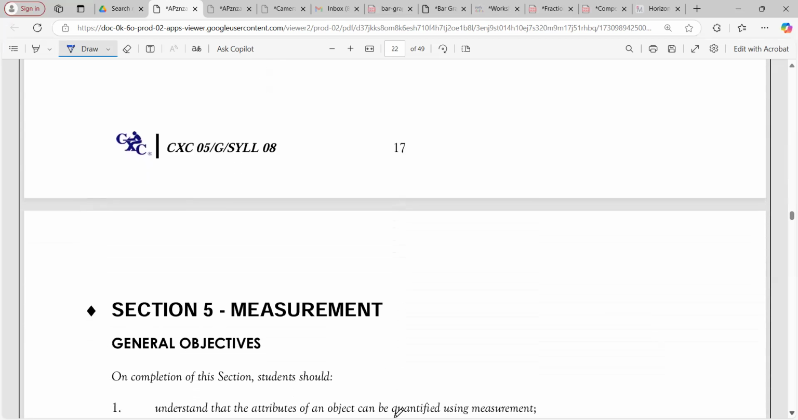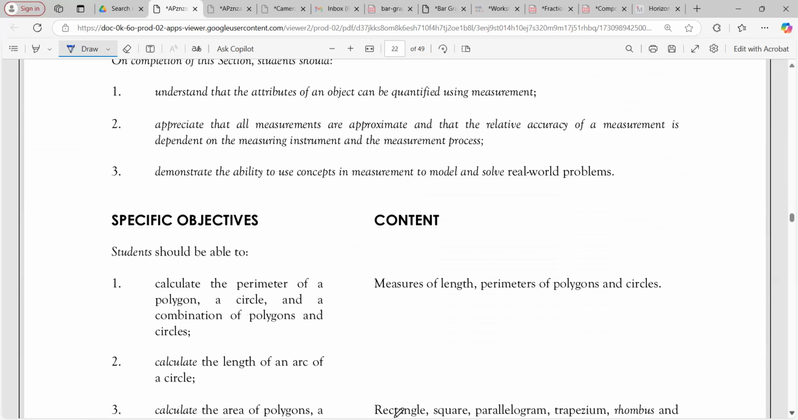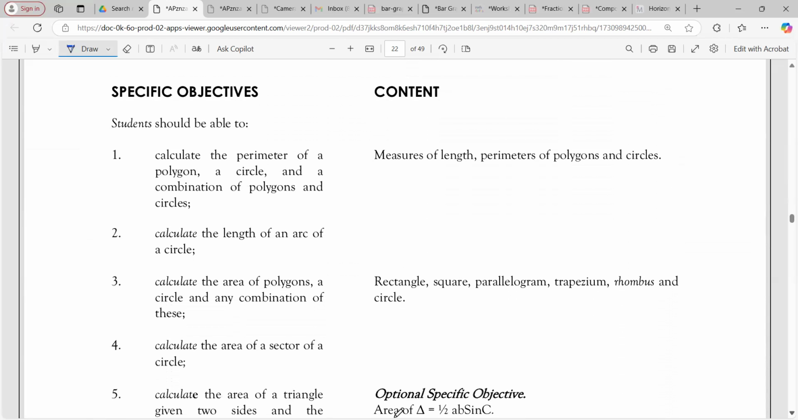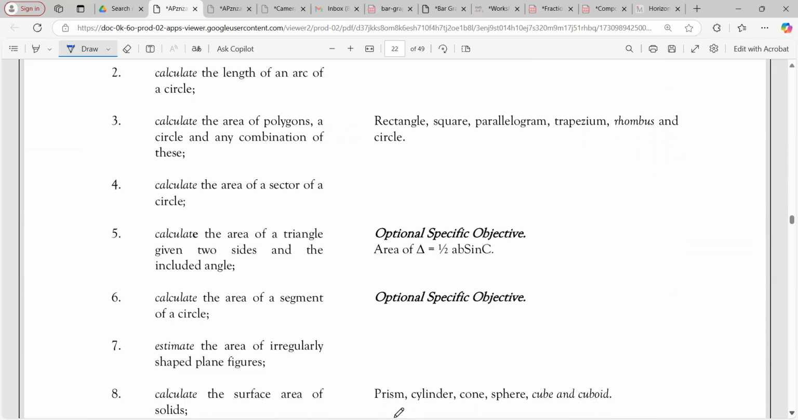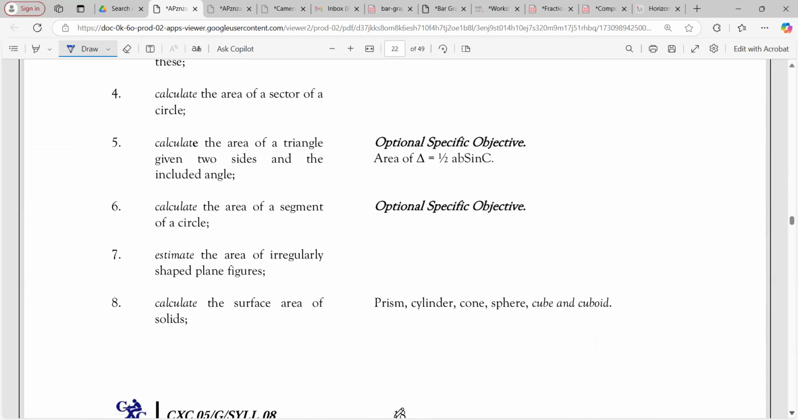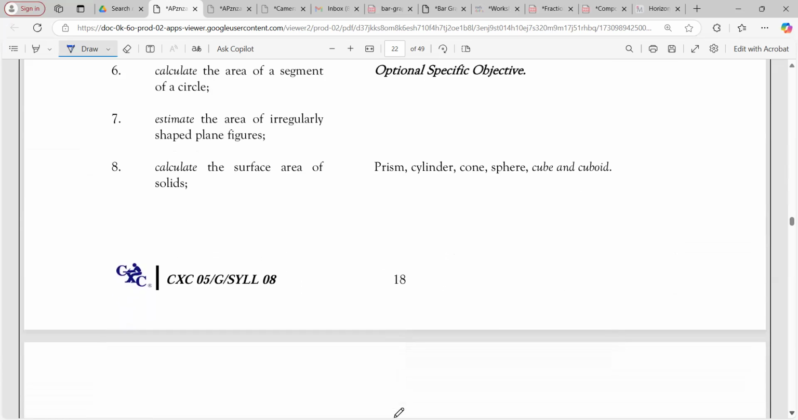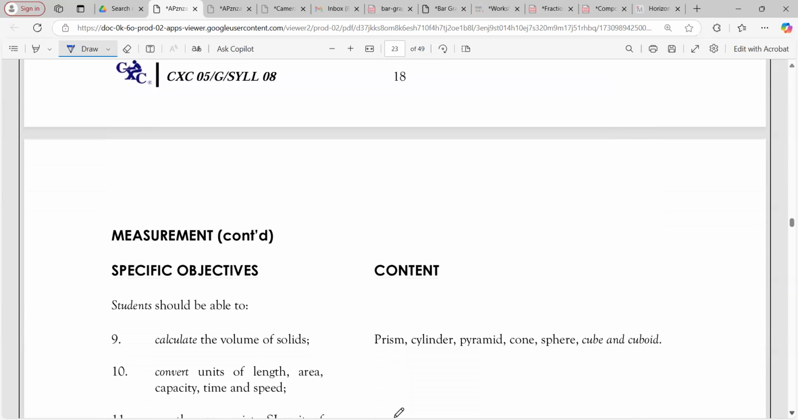Okay. Next up, we have measurement. As the word suggests, you must be able to calculate the perimeter of a polygon, a circle, a combination of polygon and circle, an arc of a circle. The syllabus is long, guys. The area of a sector of a circle. Okay, the area of a segment of a circle, the area of regular plane figures, calculate the surface area of solids. I have prism, cylinder, cone, sphere, cube, and cuboid. That one is a bit tedious as well.